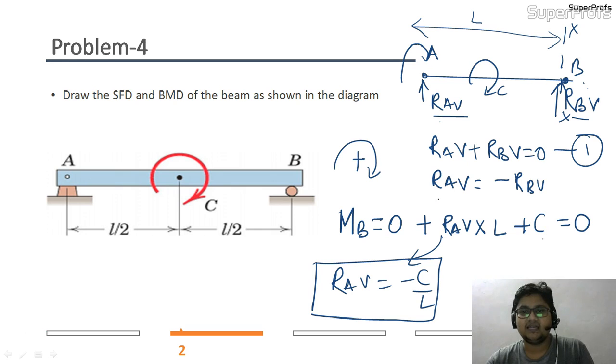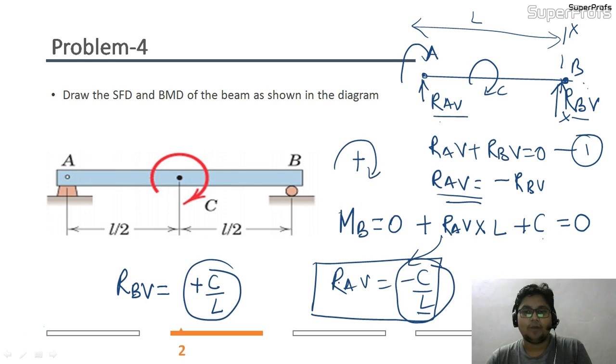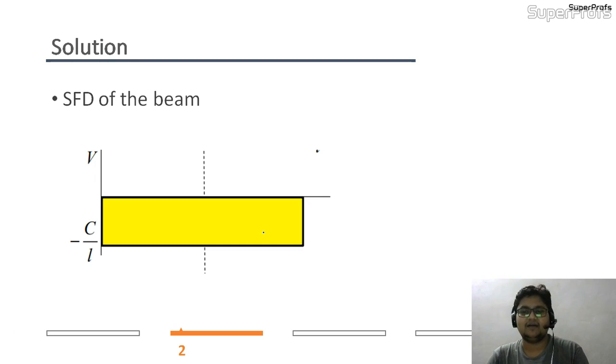So the equation that I have in my hand is RAV is minus of RBV. So I can conclude that RBV is nothing but plus C by L. So the magnitudes are the same, but the directions are opposite. Now I have got my reactions, and now I will be drawing my shear force diagram. Coming on to the next slide, I have shown your shear force diagram, but I will draw it step by step.